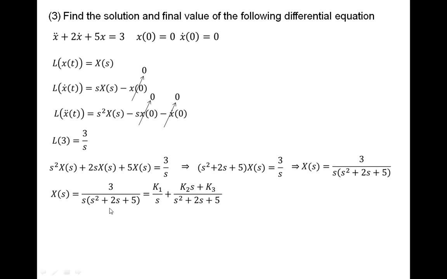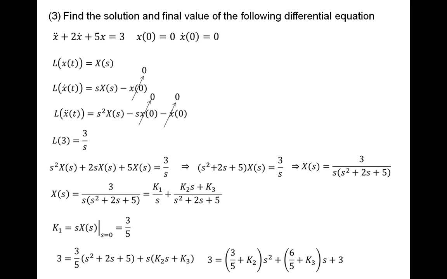Again, here I have a second order polynomial with complex conjugate roots, so I will keep it as it is. For the value of k1, I use s times X of s when s is equal to 0, so k1 will be equal to 3 over 5. I will find k2 and k3 using the classical approach as I explained in the previous problem.